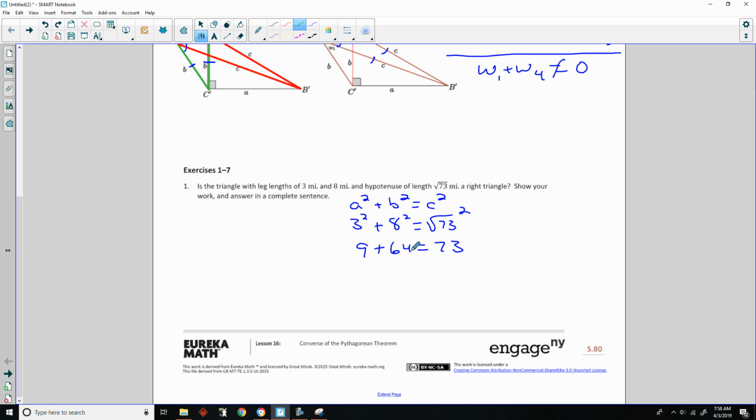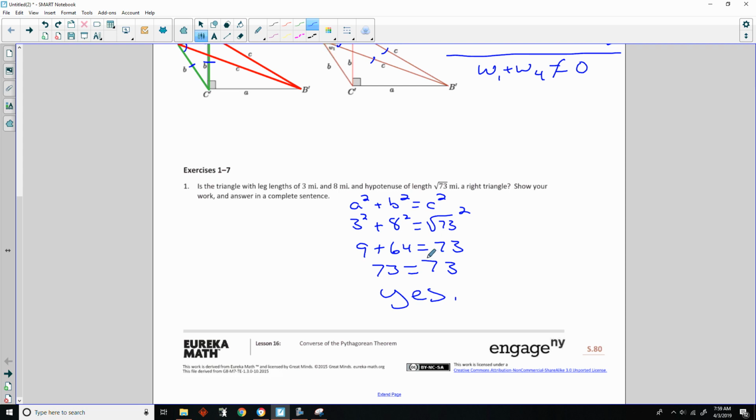9 plus 64 is 73, and 73 equals 73. So yes, the triangle with leg lengths of 3 miles and 8 miles and a hypotenuse of length square root of 73 miles is a right triangle because it satisfies the Pythagorean theorem. And that's what you would say.